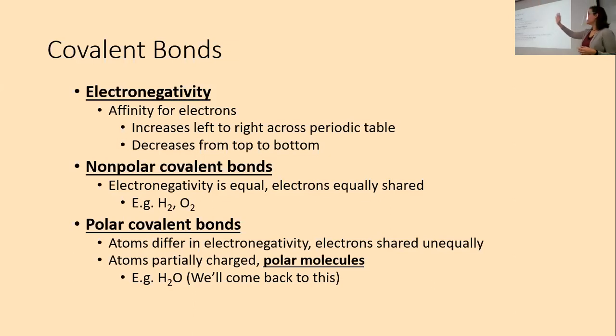So things on the right side of the periodic table are more electronegative, and also at the top, right? So electronegativity decreases from top to bottom and decreases from right to left. So the top right corner has your most electronegative elements. Bottom left would be the least electronegative.